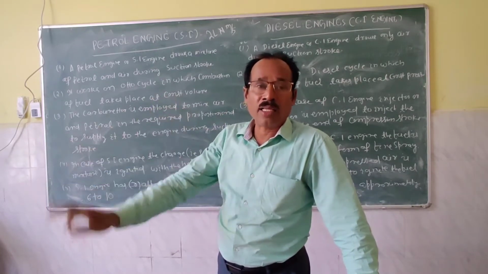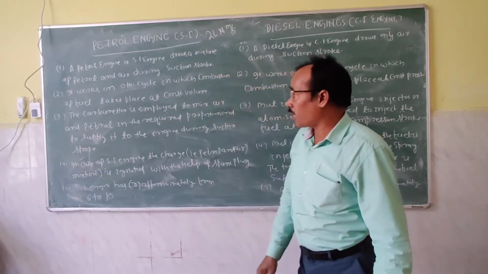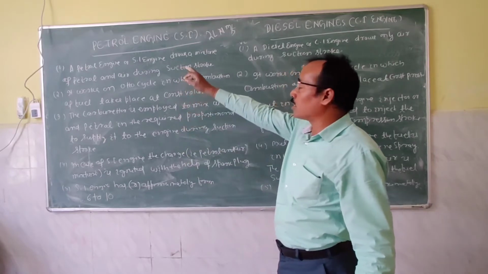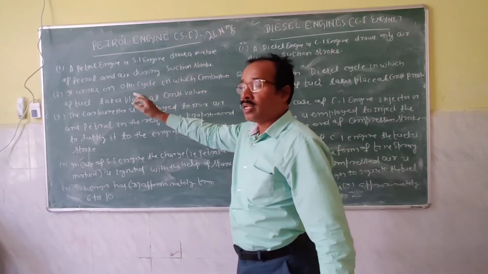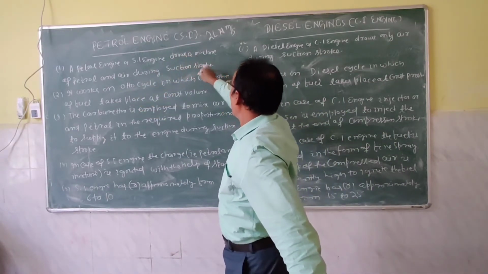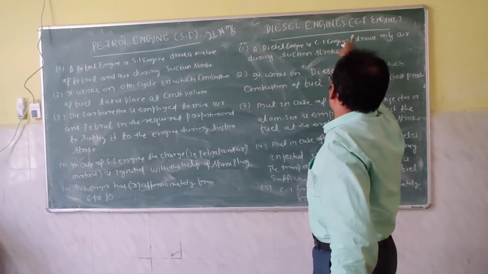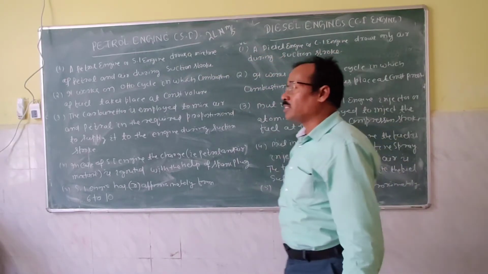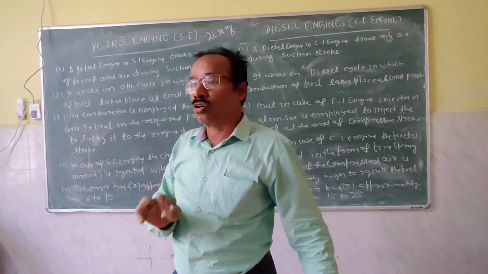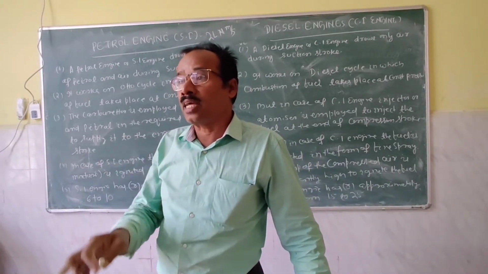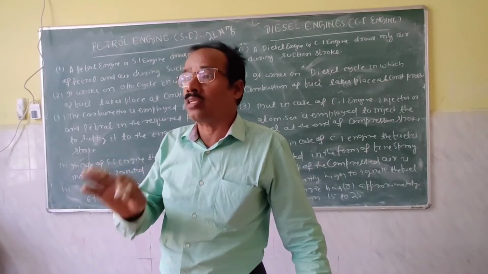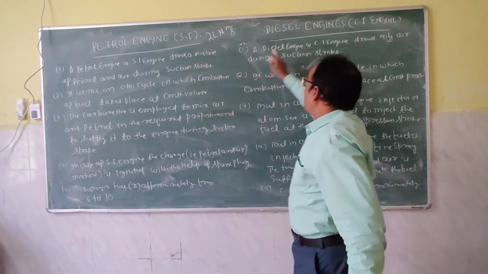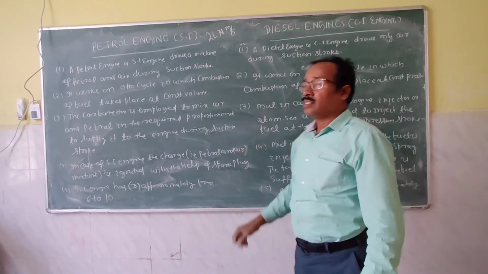But now I will discuss what are the differences between petrol engine or SI engine and diesel engine or CI engine. That means petrol engine is also known as SI engine, that means spark ignition engine. And diesel engine is also known as CI engine.